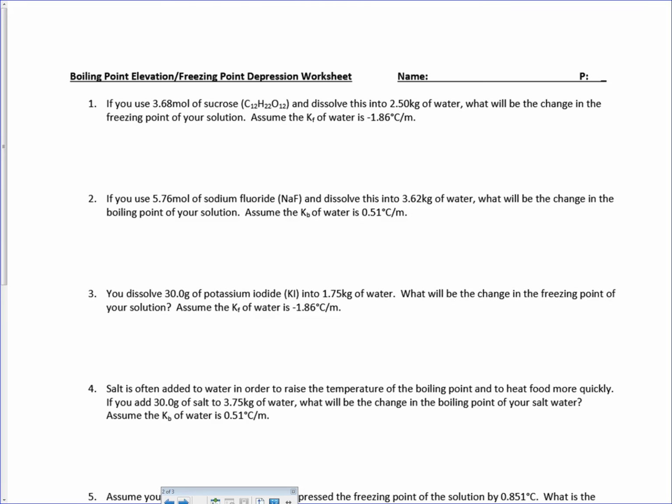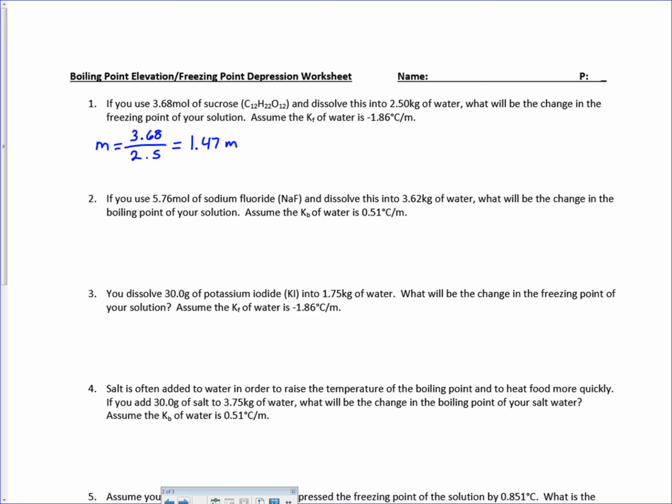On to the next page here. So quite a few problems. It starts off pretty easy though. We're given just moles here and kilograms, so you can calculate molality right away. You don't have to start with the grams. And so we know molality is going to equal your moles of your solute. That's 3.68 moles over your kilograms of the solvent. That's 2.5, which is going to give us 1.47 molal.